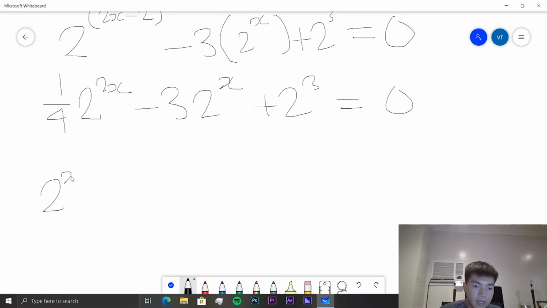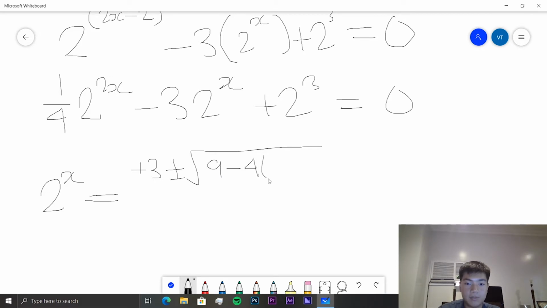So we have 2 to the x is equal to negative b, so that's plus 3, plus or minus the square root of b squared, which is 9, minus 4 times a, the coefficient of a is 1/4, times c, the coefficient of c is 2 to the 3, all over 2a, which is 1/2.